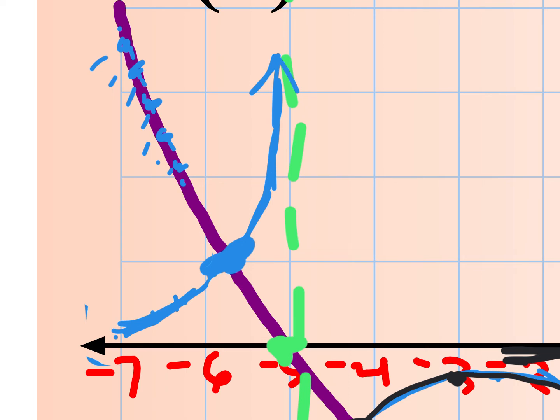There, you did your first, what is this called again? Reciprocal. Very good.